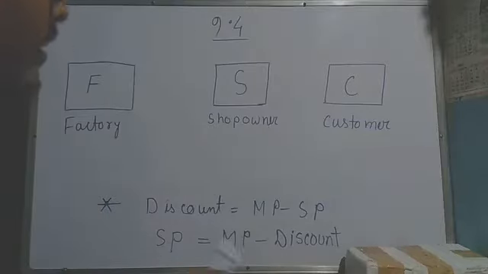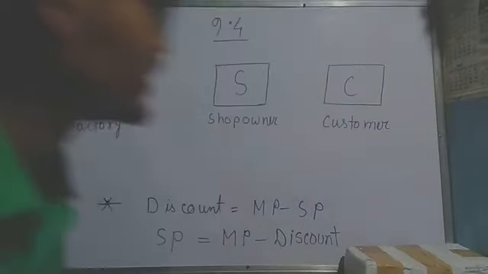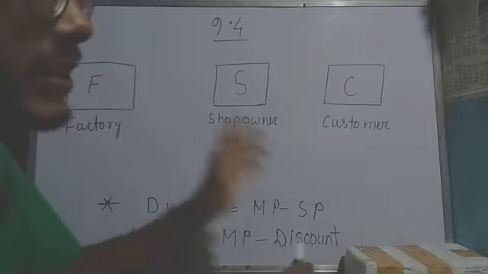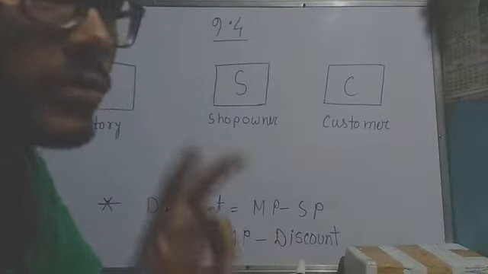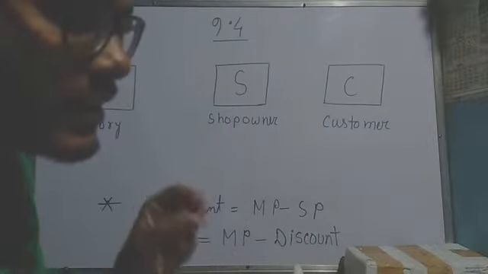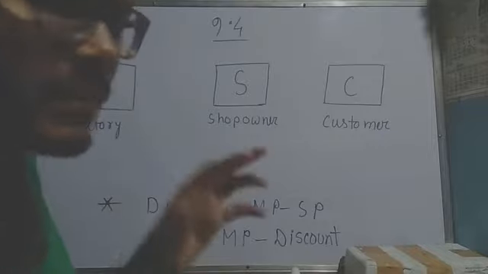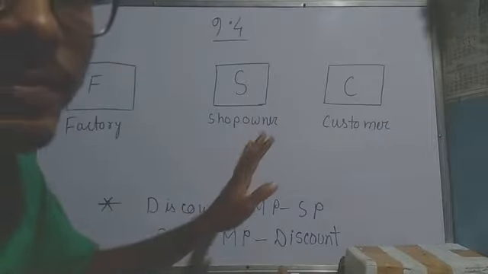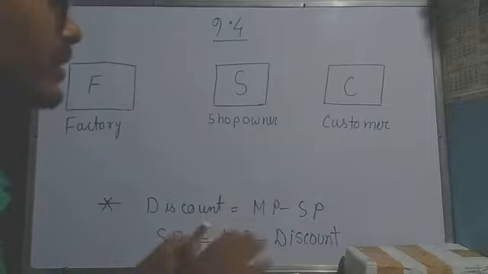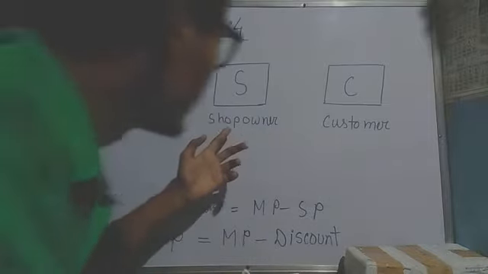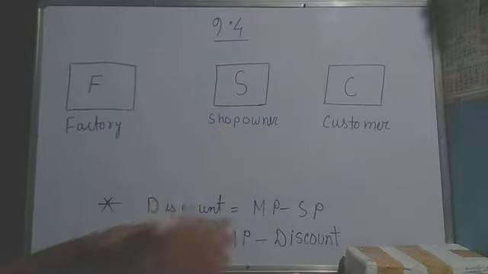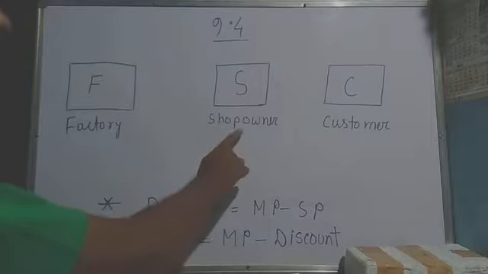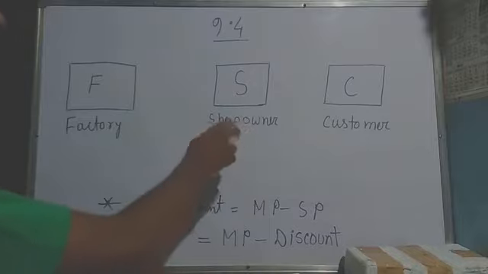Hello students. So today I will start Innings 9.4. Before starting 9.4, we have to know the difference between three terms, that is cost price, selling price and market price. I will give you an example and try to understand from the example. Suppose this is our local shop owner.